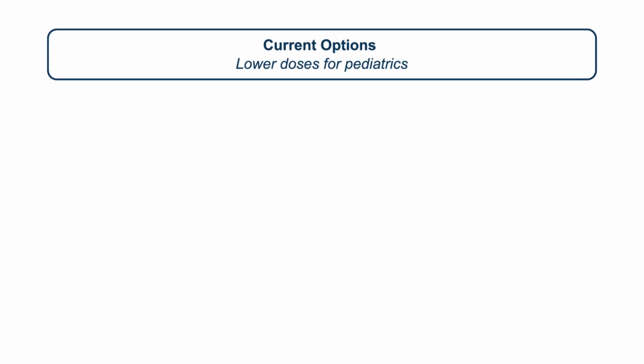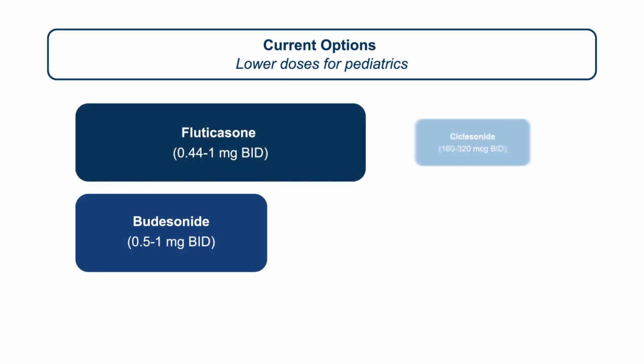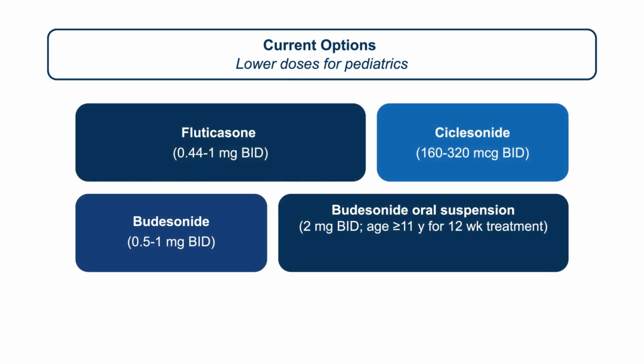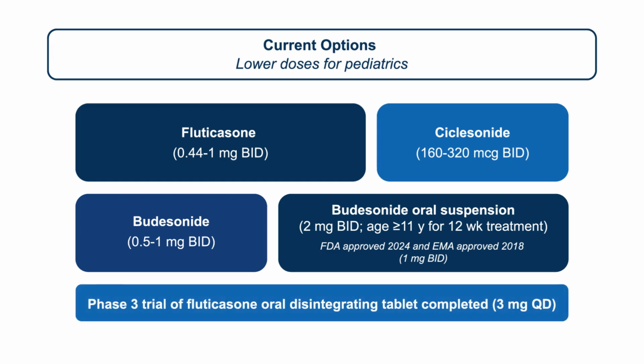The current options for treatment of patients with EOE with topical corticosteroids include fluticasone, budesonide, ciclesonide, and budesonide oral suspension. And that was recently approved in children greater than the age of 11. There's also a phase 3 trial of fluticasone oral disintegrating tablet that is underway.